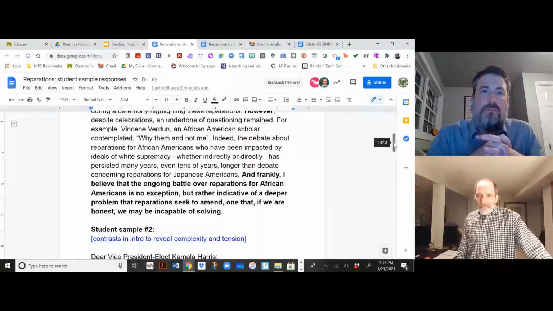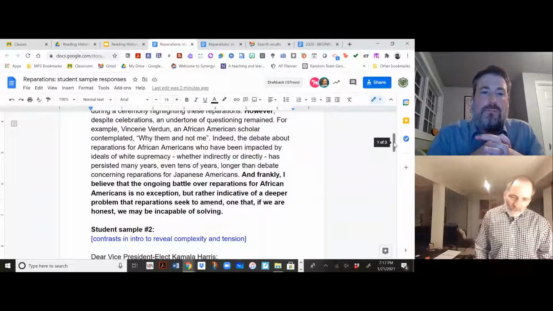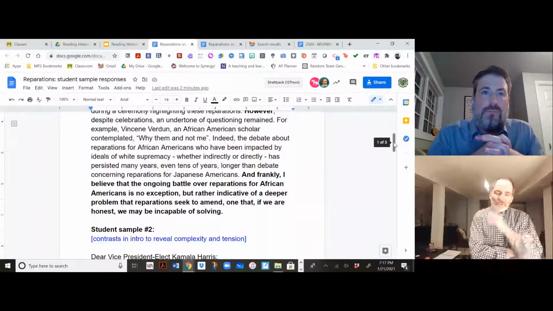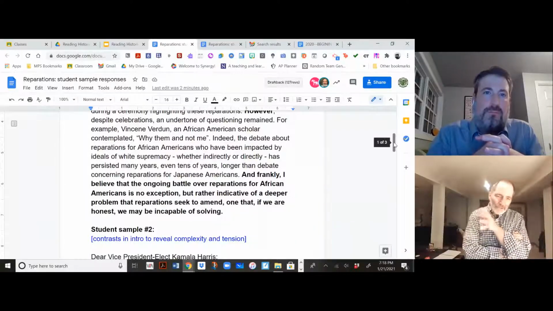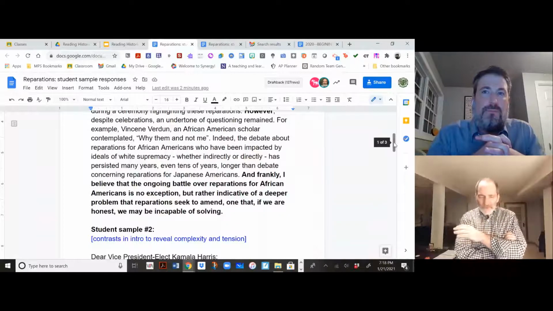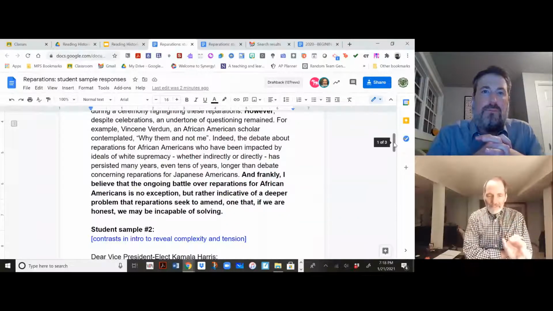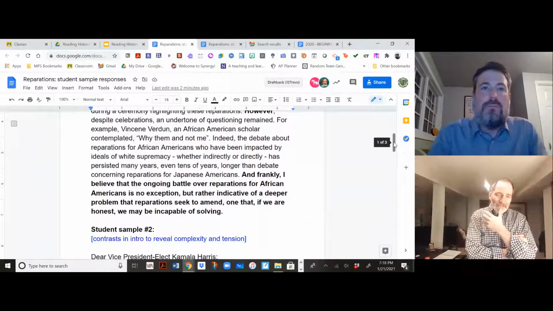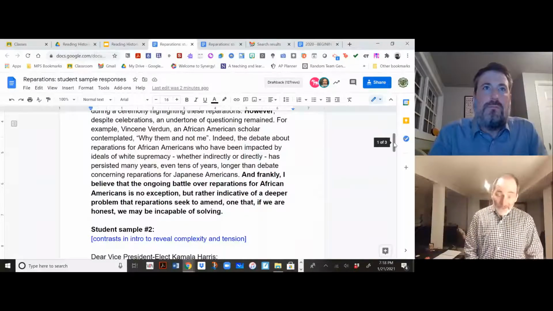And colleagues, let me just share with you, notice the move the student's making, rather indicative of a deeper problem. So the student is moving away from that individual community. In other words, we're not just going to look at who gets the reparations and have this arm wrestling debate about which community deserves X, Y, or Z, but there's a larger ideology in place here that the student is introducing, not getting too heavy-handed there, but already we can anticipate a more inductive move as a student delves into a deeper issue there.